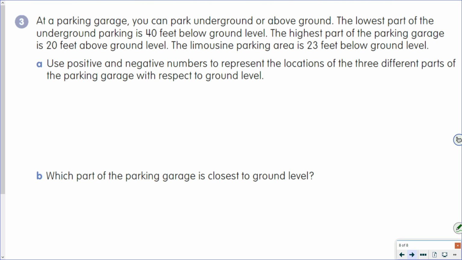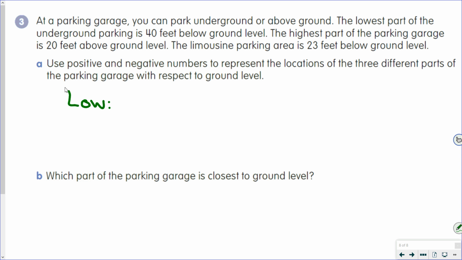And finally, at a parking garage, you can park underground or above ground. The lowest part of the underground parking is 40 feet below ground level. The highest part of the parking garage is 20 feet above ground level. The limousine parking area is 23 feet below ground level. So for part A, we want to use positive and negative numbers to represent the locations of the three different parts of the parking garage with respect to ground level.